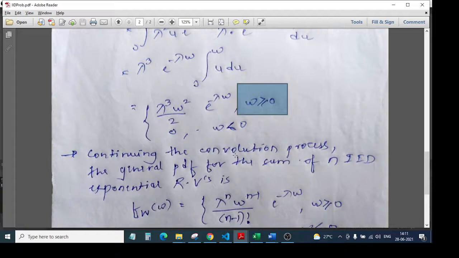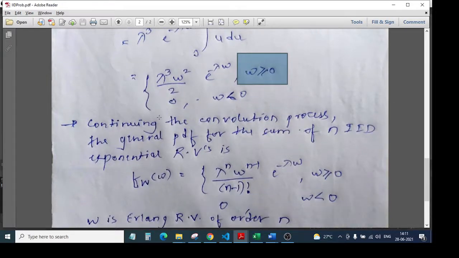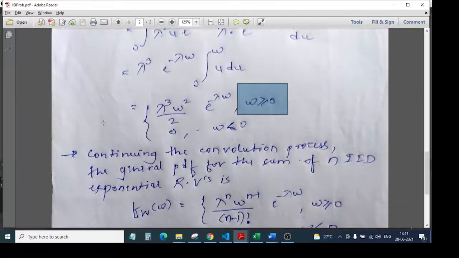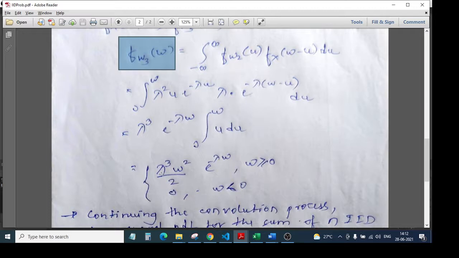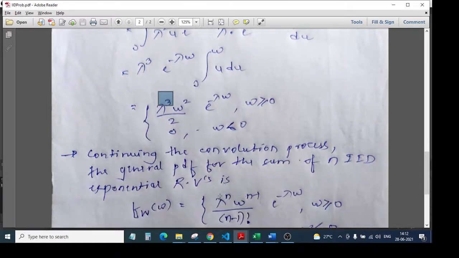So this process has to be continued for n variables. When we continue it for n variables, please observe here, friends. This is f w cube of w, right? What you have got here? Lambda cube. Observe the powers. Here you have a 3, here also you have a 3. That means how this could be written here? It is lambda of n. When you want it for nth variable, it becomes lambda of n.